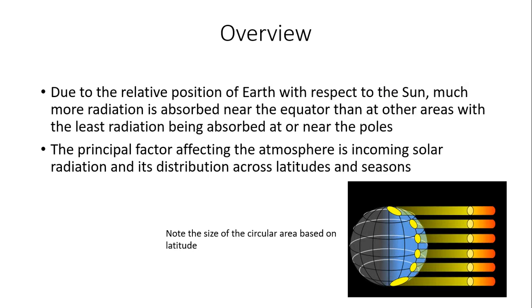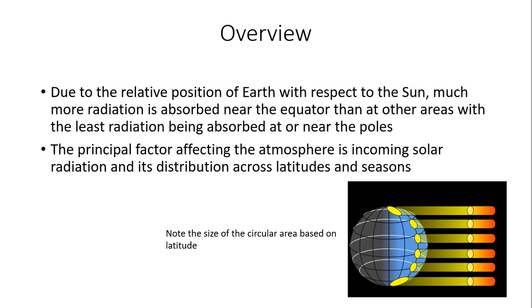Now, overall, due to the relative position of Earth with respect to the sun, much more radiation is absorbed near the equator than at other areas, with the least radiation being absorbed at or near the poles. So the principal factor affecting the atmosphere is incoming solar radiation and its distribution across the latitudes on Earth, as well as the differences in the incoming solar radiation from one season to the next.